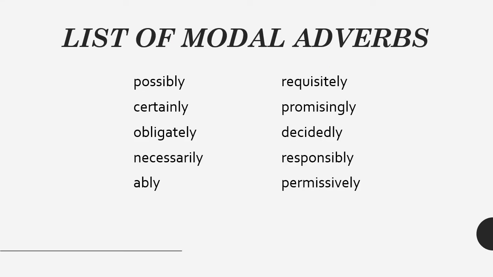Alright, so here is a list of some examples of our modal adverbs. Let's try to read them all together in 3, 2, 1. Possibly, certainly, obligately, necessarily, ably, requisitely, promisingly, decidedly, responsibly, permissively. Okay, so you can try practicing reading them on your own later, but here's an important point.